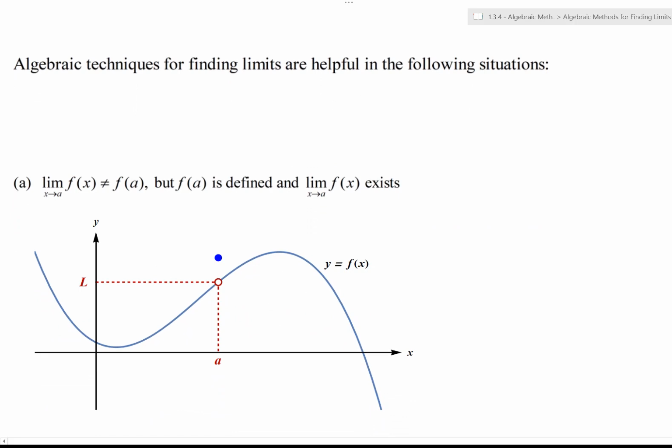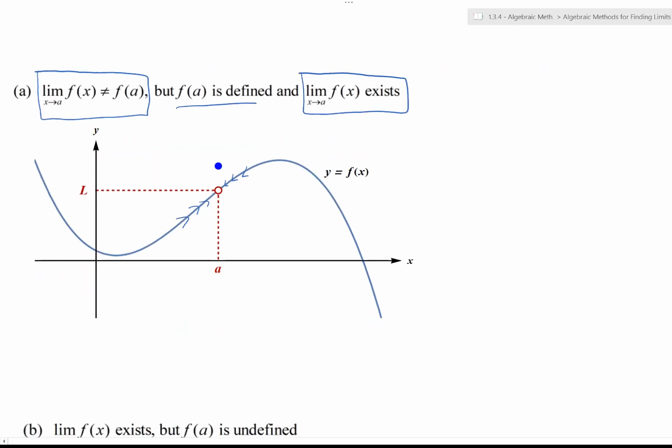This first one: if the limit as x goes to a of f of x is not equal to the value of the function f at a, but f of a is defined and the limit as x goes to a of f of x exists, just like in this picture here. As we can see, the limit exists as x gets close to a from both sides. The limit seems to be L, but the limit of the function is not equal to the actual value of the function, indicated by the blue dot right above. So algebraic techniques can be helpful in this situation.